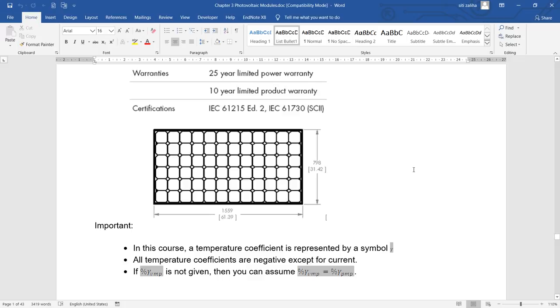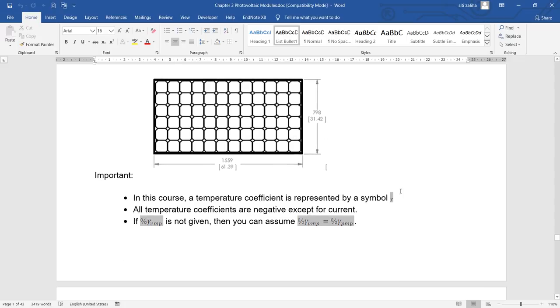It is very important to know that the temperature coefficient is usually represented by the symbol gamma. And please bear in mind that all temperature coefficients are negative except for current. Negative, because when the temperature increases, it gives a significant impact on the power and voltage. Opposite with current, when the temperature increases, current will increase.